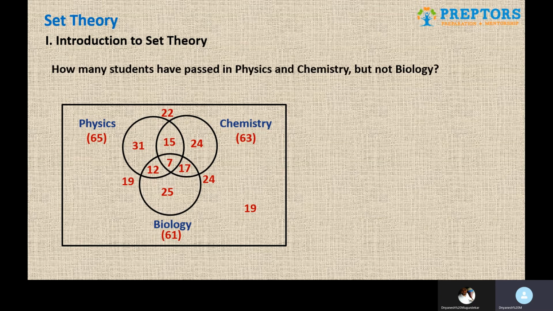After that, students have passed in physics and chemistry but not biology. Now look at the language, physics and chemistry but not biology, or in other words, this is only physics and chemistry, which we already know is 15, because it is not biology. If this would have been physics and chemistry both, we would have marked 22 the way that it has been given in the data part.